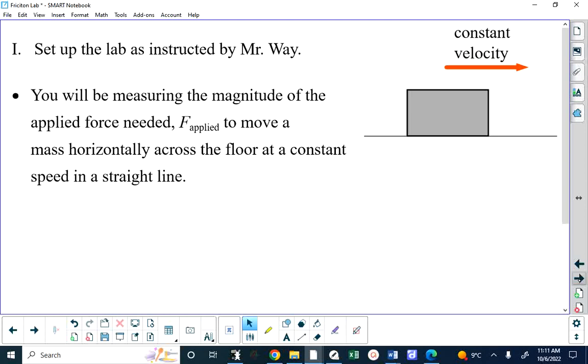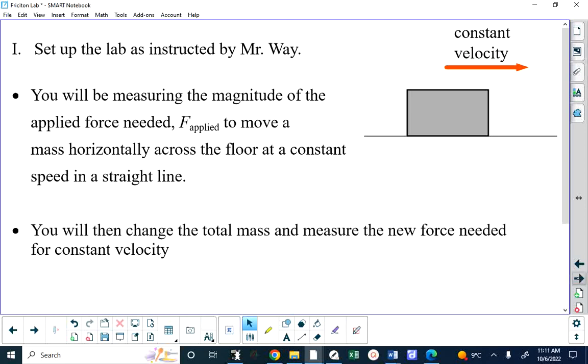Okay? And what you're going to do is change the total mass and measure what the new force would be. So I'll use this one. I have this, and I do it. I don't have my good glasses on, so I want to just check my scale. 1.4, 1.3 newtons.